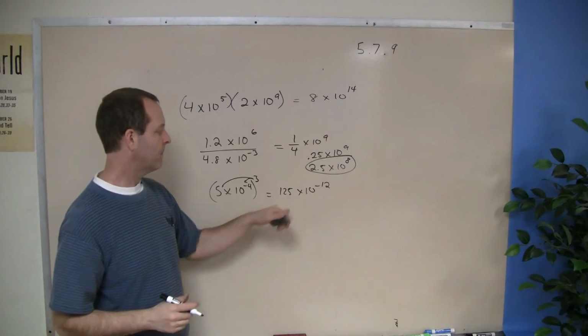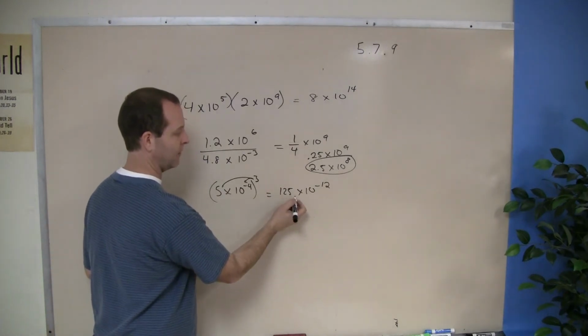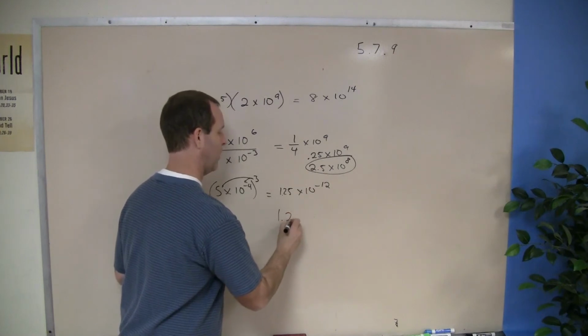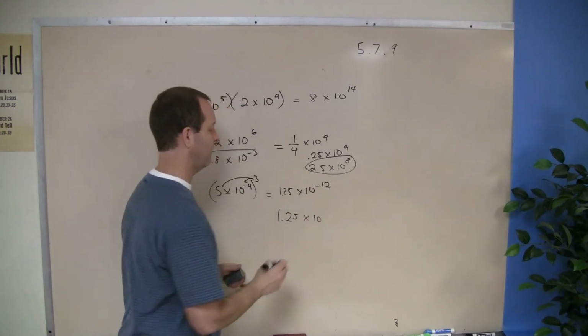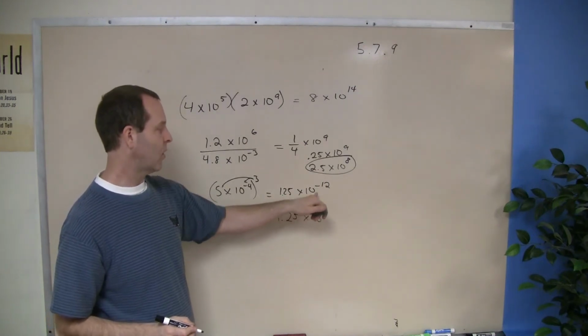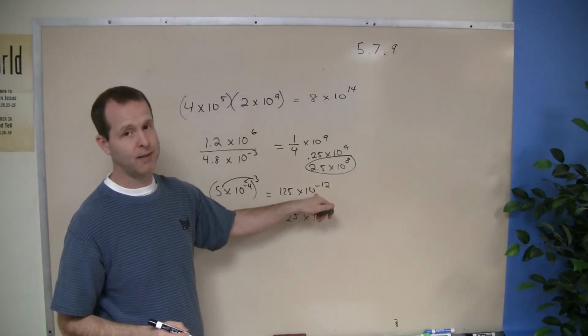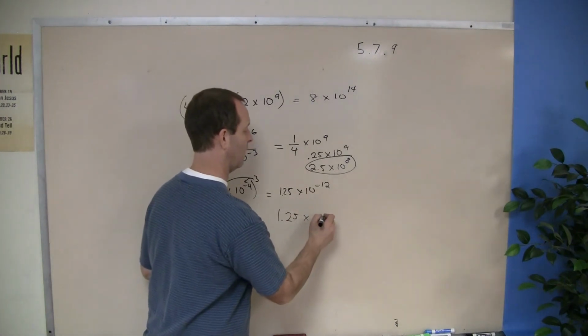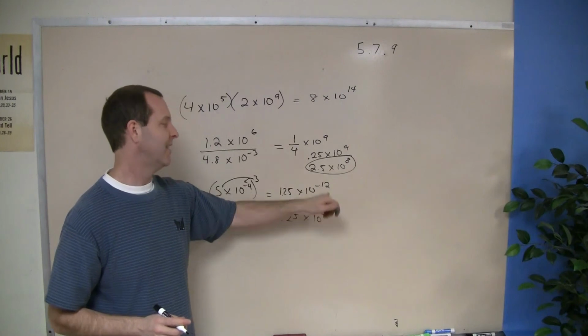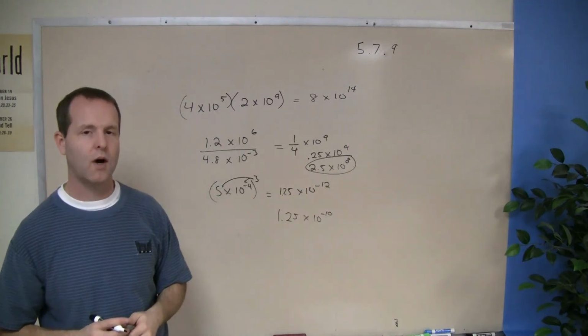This one right here, my current decimal point's after the 5, but it should be after that 1. So correctly, it's going to be 1.25 times 10. I made 125 100 times smaller, so I need to make this number 100 times bigger, which will turn that into 10 to the negative 10th power, because negative 10 is larger than negative 12 in quantity.